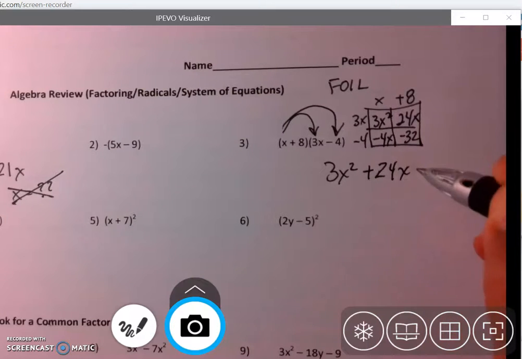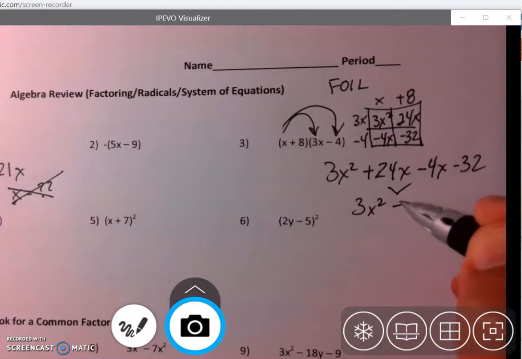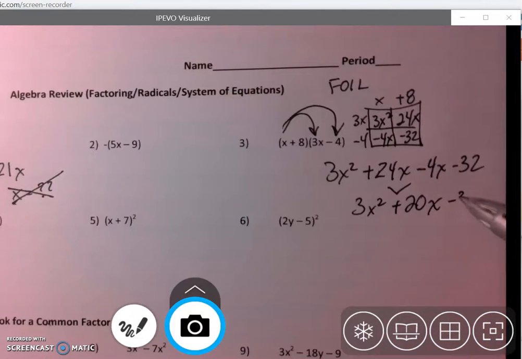If you learned the box method in previous algebra classes, the 2 in the middle can be combined, and that should be positive 20x minus 32.